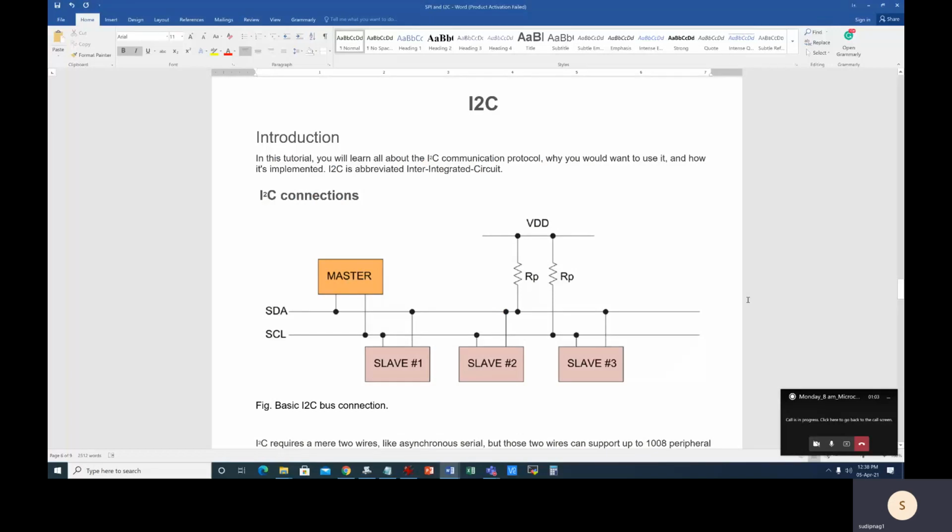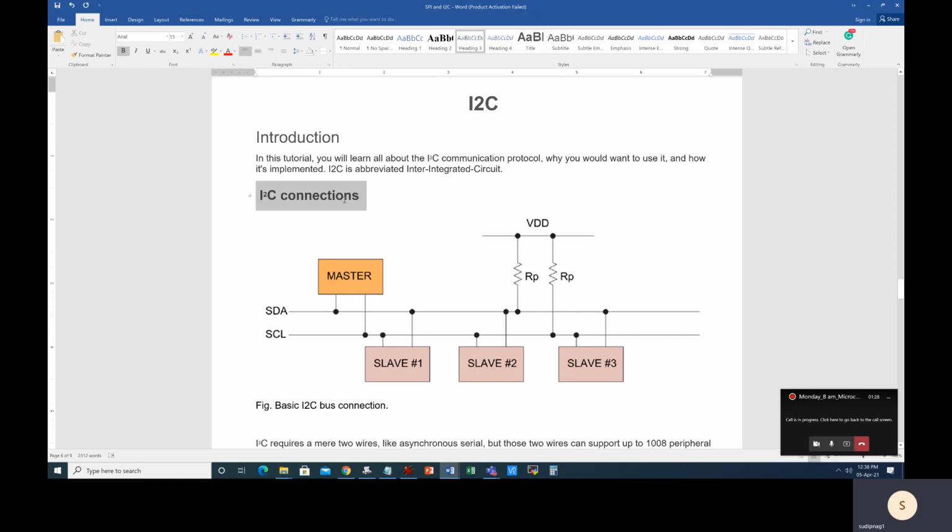We will look at the I2C communication protocol to some extent in detail in this class. I2C stands for Inter-Integrated Circuit. It's also called a two-wire communication protocol. So here we will learn how I2C communication takes place in embedded systems.